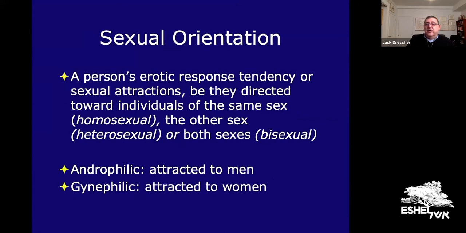A sexual orientation is a person's erotic response tendency to be directed to individuals of the same sex, which we call homosexual, or the other sex, which we call heterosexual, or both sexes, bisexual. Historically, sexual orientation and gender identity have been confused with each other, but they're not the same thing. As we know, this really started entering the mainstream literature in the middle of the 20th century.